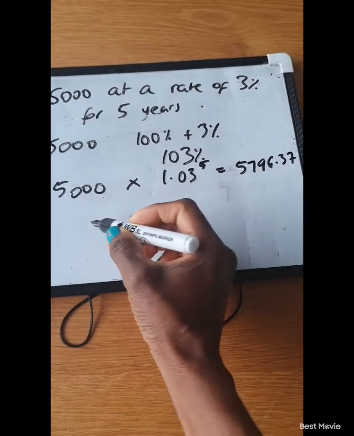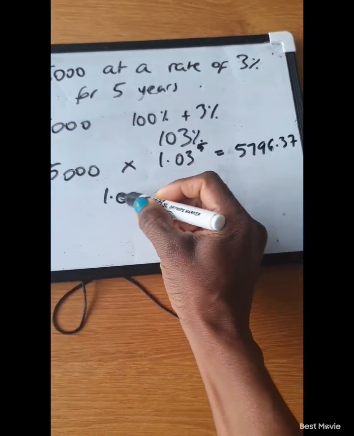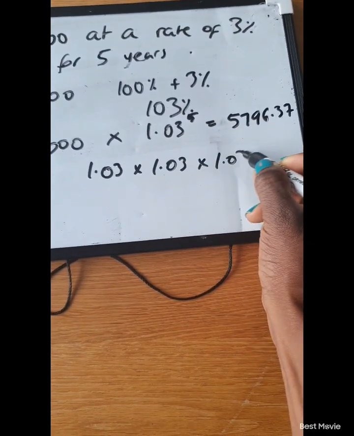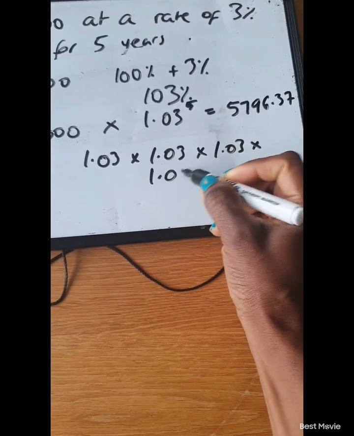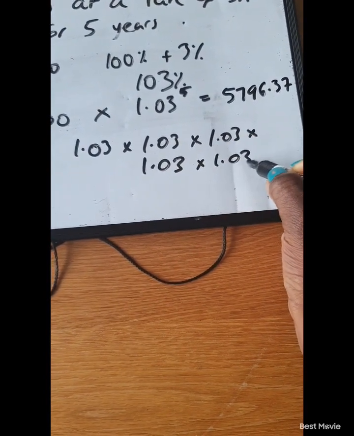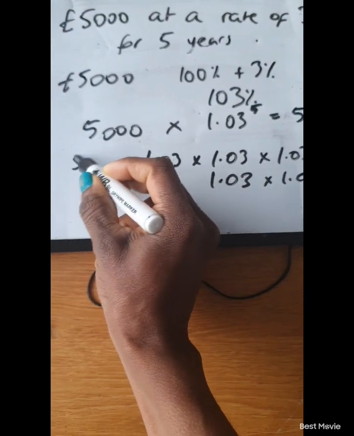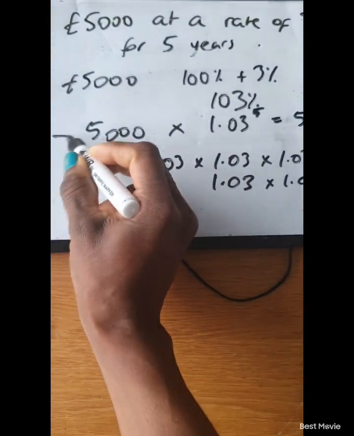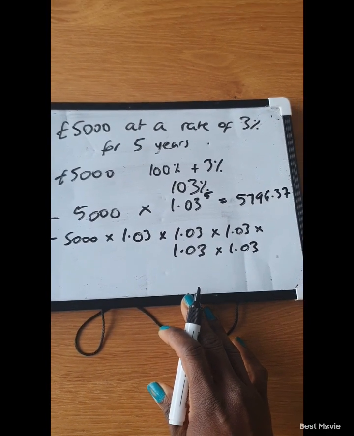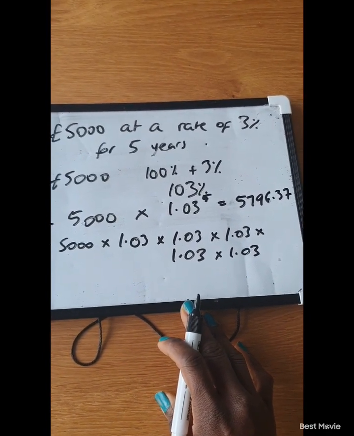Another way of doing this is to think about multiplying 1.03 by itself 5 times. Obviously, this would be quite tedious, but this step would work also. 1, 2, 3, 4, 5, and then multiply that by 5,000. So these two steps are essentially the same thing, and you would still get the same value.